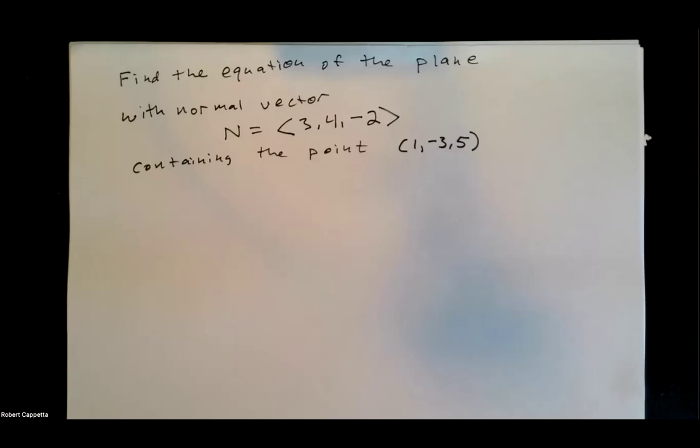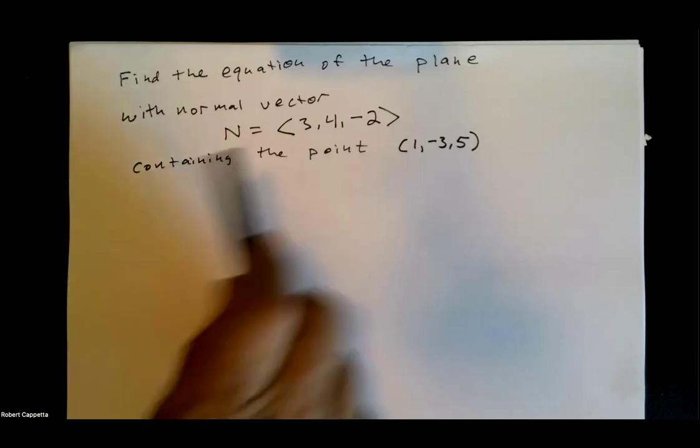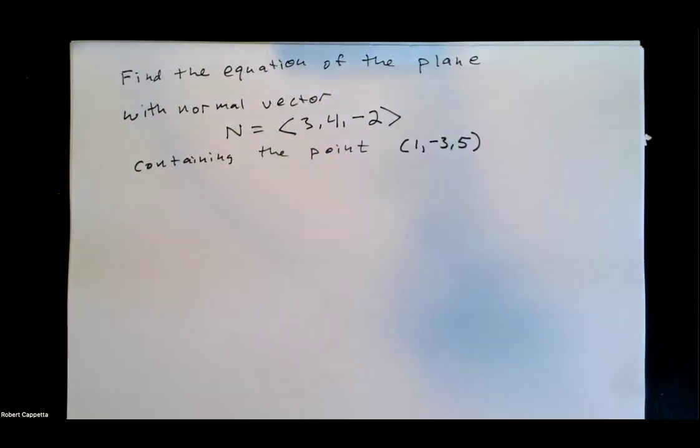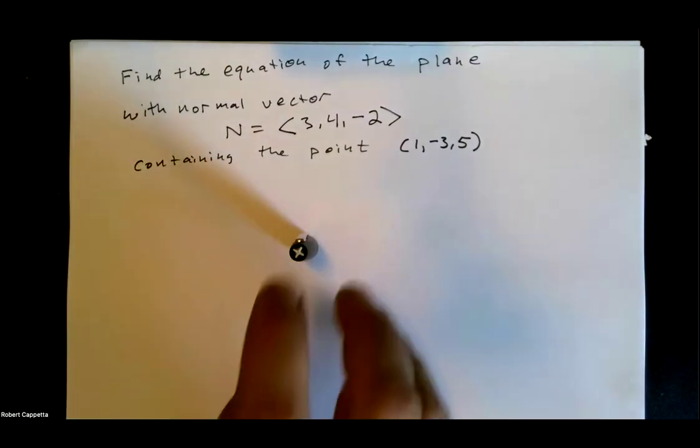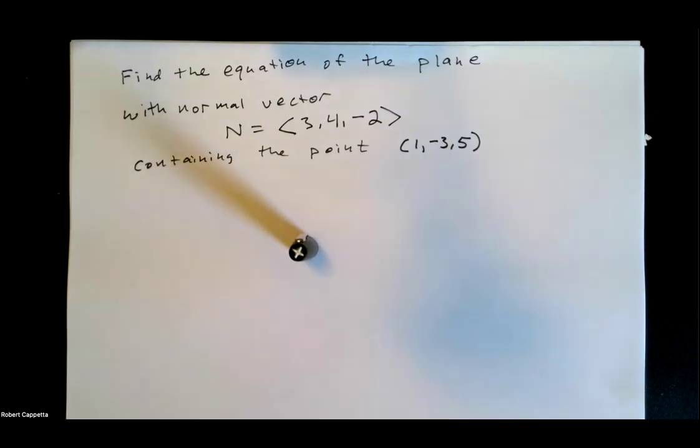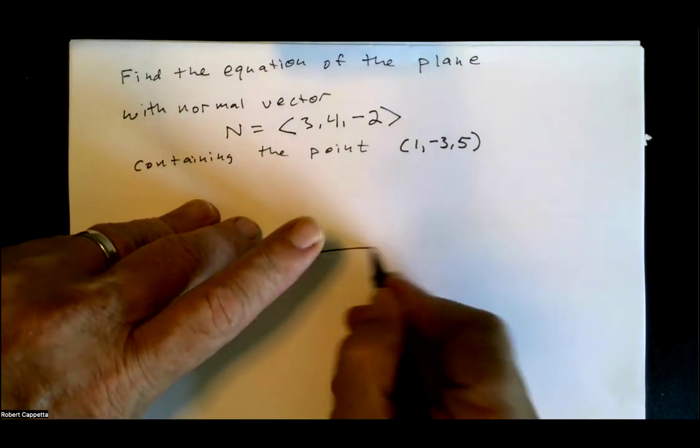We want to find the equation of the plane with the normal vector 3, 4, -2 that contains the point 1, -3, 5. So what is a normal vector? What does that represent? That is a vector that is perpendicular to every vector in the plane. The piece of paper that is sitting right here would have this as the normal vector, standing straight up directly in the z direction. Notice this would be orthogonal to any vector that I could draw in the plane.